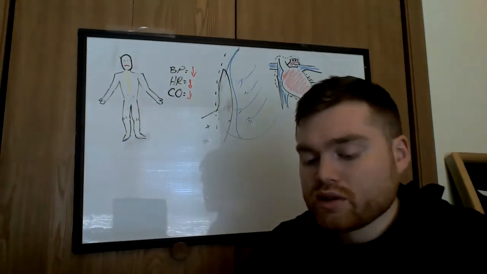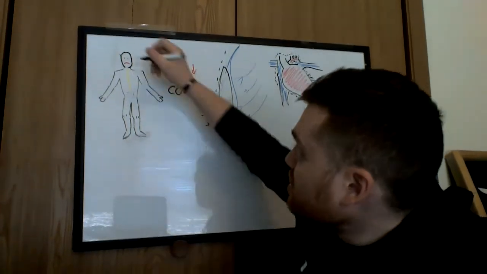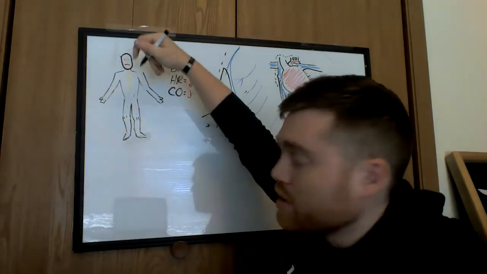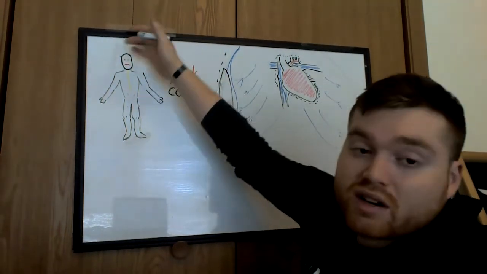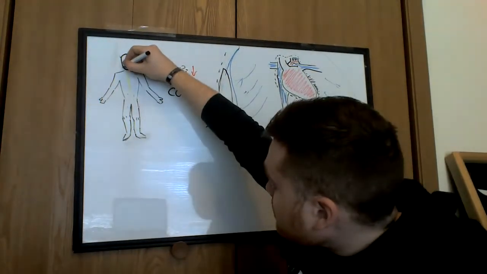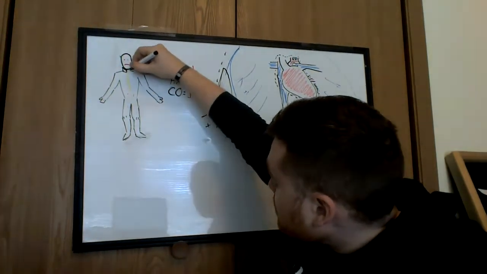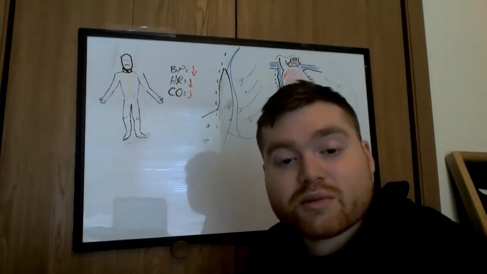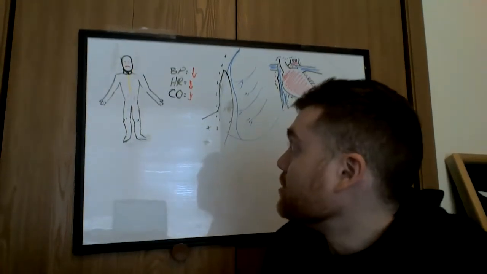As EMTs, what we're really going to be doing is putting C-spine precautions on our guy. We're going to make sure his spine is good. We don't want any more damage to the spine than already exists. So we're going to put a nice little C-collar on him.